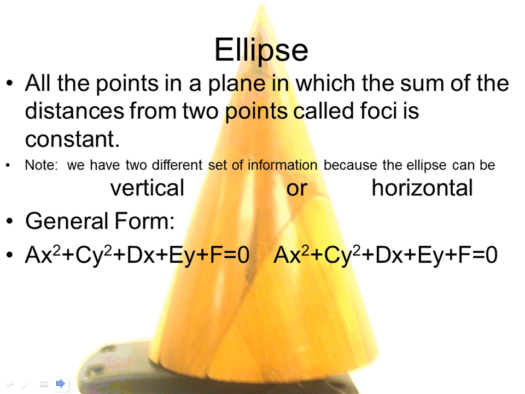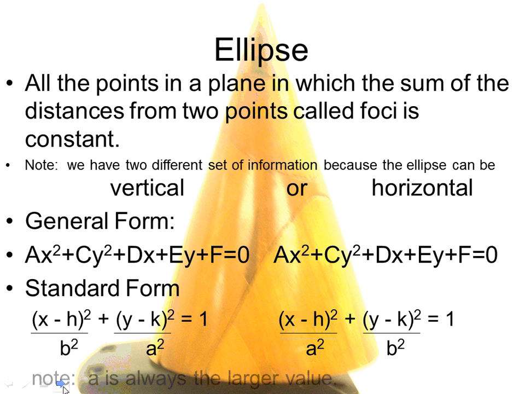Okay, general form. Notice horizontal and vertical look the same. Unlike the parabola, where we could see that there was a single x squared or a single y squared, and they would help us figure out the direction. The ellipse, we cannot determine direction just on the general form itself. We can identify that it's an ellipse, but we can't figure out which direction it's going. We have to get it into standard form first.